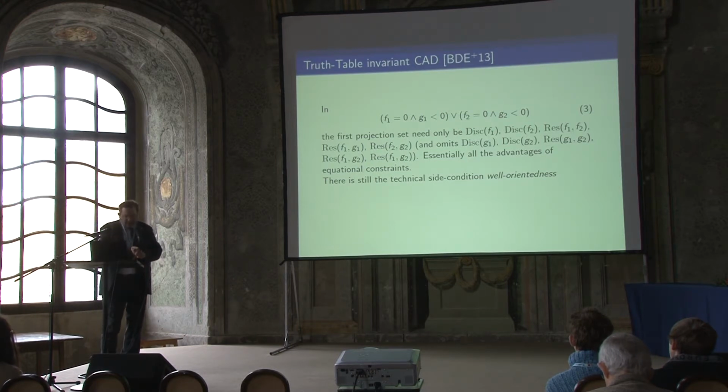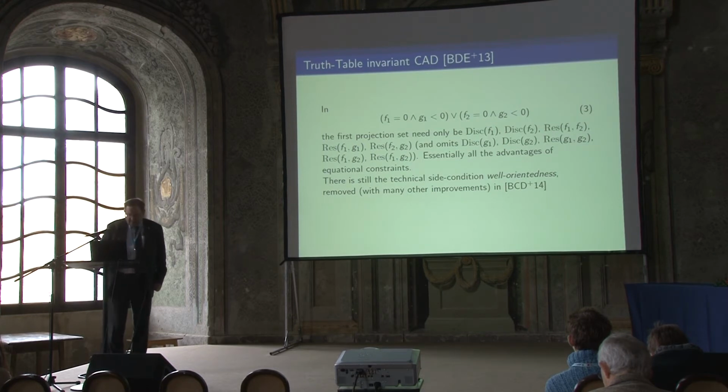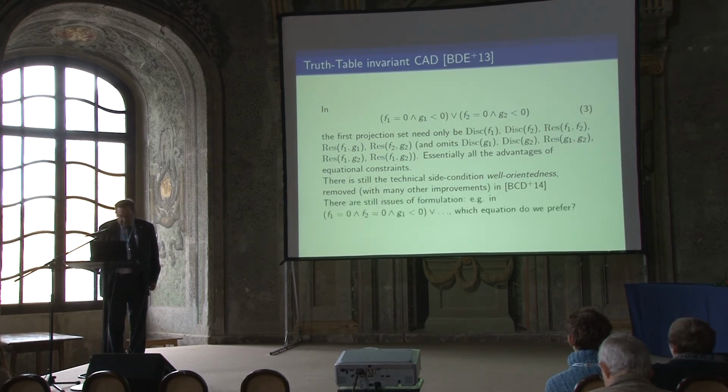There's still the technical side condition of well-orientedness. Well-orientedness is one of these things that happens with probability 0, but you always come across it in practice. You often, not always, come across it in practice more often than you ought to. We've actually just been working with the team in Western Ontario and China, and we think we can remove this condition and make many other improvements by combining our work with the work on regular chains. That's been submitted, it's work in progress.